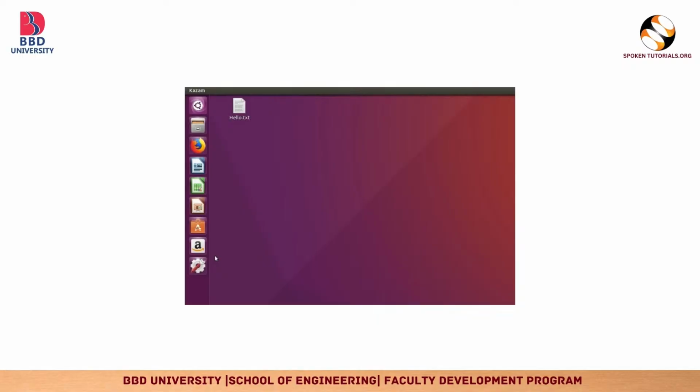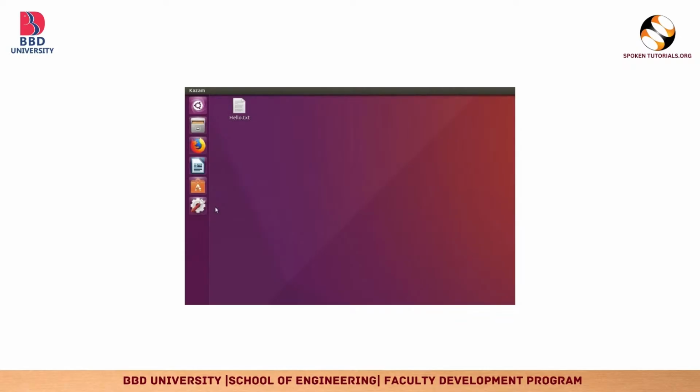Say I wish to remove the Amazon application from the launcher. Go to the Amazon application icon. Then right click and select Unlock from Launcher. You can see that the Amazon application icon has been removed from the launcher. In the same way, we can remove all the shortcuts which we do not use frequently. I have removed some applications from the launcher as you can see here.